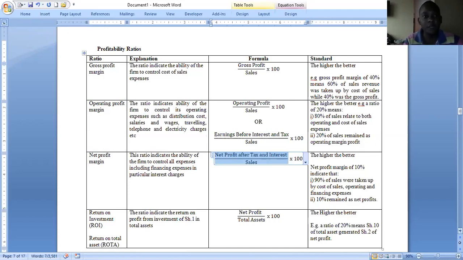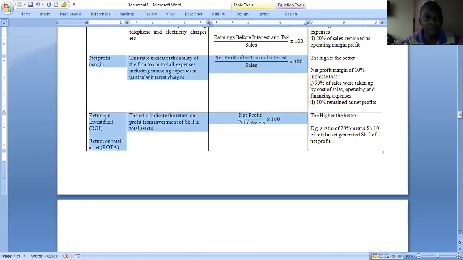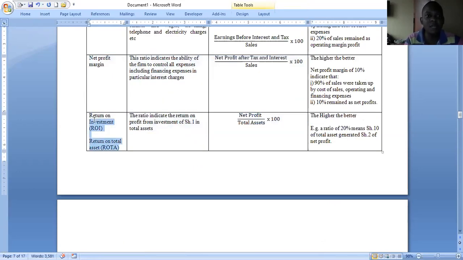Then, still under profitability ratios, we have the return on investment. Return on investment, also known as the return on total assets, will measure the profitability of the business, and the return on investment will be equal to the net profit divided by the total assets multiplied by 100%. The higher the return on investment ratio, the higher the profitability of the business. A higher return on investment will indicate a higher profitability in the business.